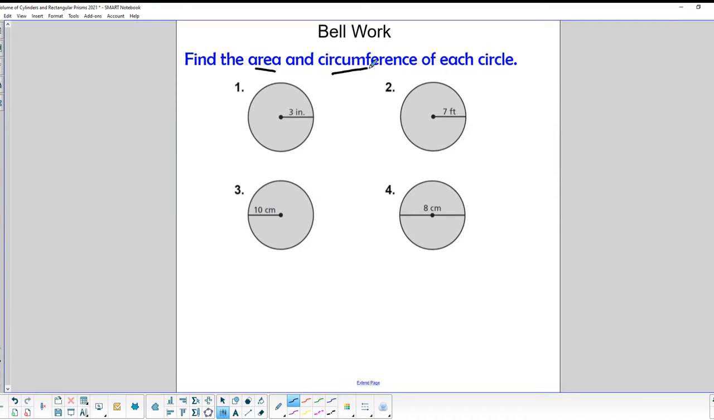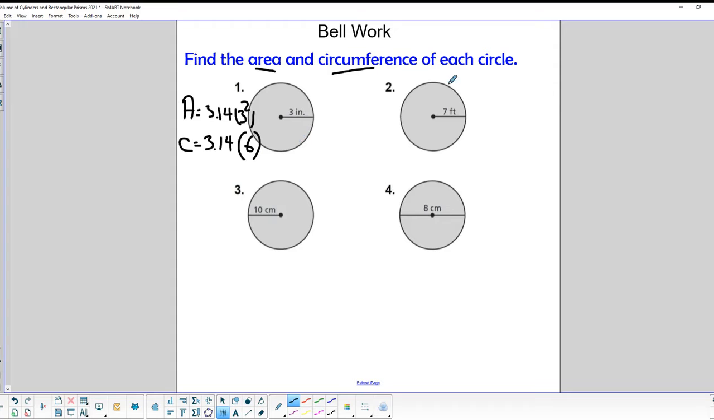All right, so today we're going to do a little bit of bell work about area and circumference. We have four circles with four different numbers in there, three of which are written as radiuses, and then we have one diameter. So we'll just kind of set these up. The area of the first one would be 3.14 times 3 squared. The circumference would be 3.14 times the diameter, which is 6.